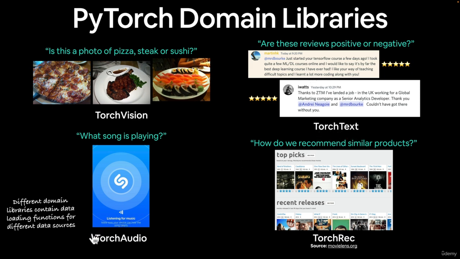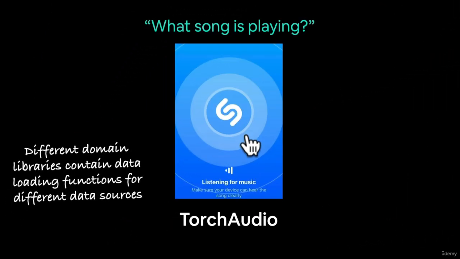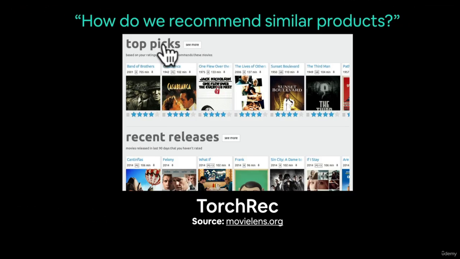And then if you have audio, such as if you wanted to classify what song was playing, this is what Shazam does. It uses the input sound of some sort of music and then runs a neural network over it to classify it to a certain song. You can look into TorchAudio for that. And then if you'd like to recommend something, such as if you have an online store, or if you're Netflix or something like that, and you'd like to have a homepage that updates for recommendations, you'd like to look into TorchRec, which stands for Recommendation System.